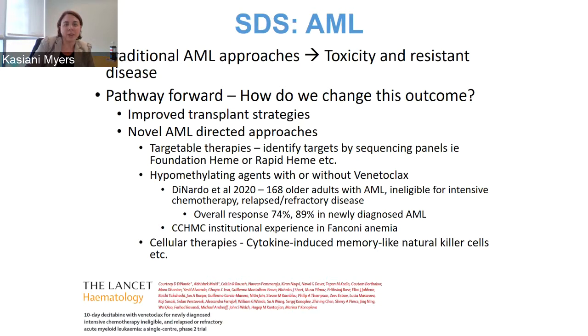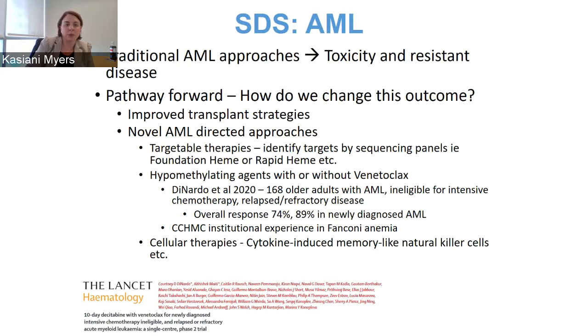Also, one could consider hypomethylating agents either alone, in conjunction with targetable therapies, or with something like venetoclax. And this is a promising approach that could potentially be less toxic. Courtney DiNardo and colleagues very recently reported their use of decitabine with venetoclax in older adults with AML upfront for those ineligible for intensive chemotherapy or for relapsed refractory disease.